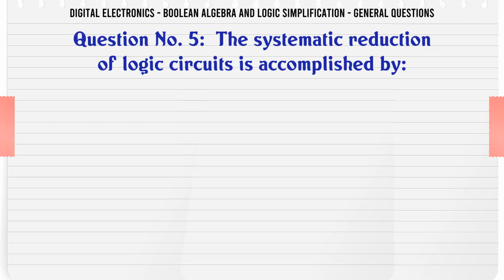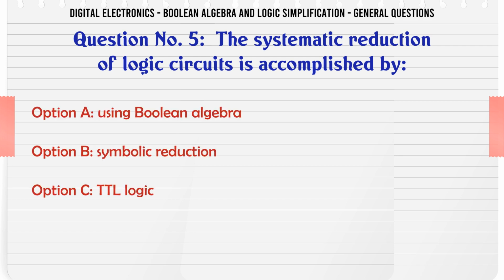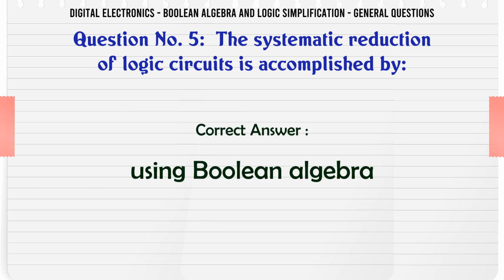The systematic reduction of logic circuits is accomplished by: A, using Boolean algebra; B, symbolic reduction; C, TTL logic; D, using a truth table. The correct answer is using Boolean algebra.